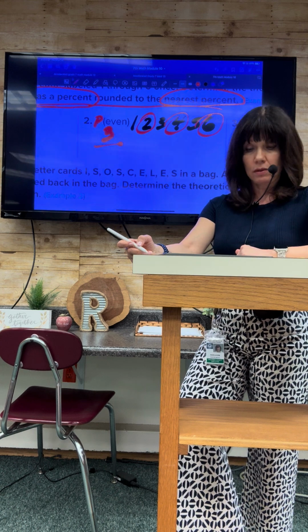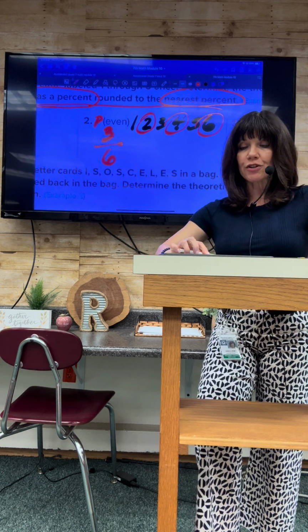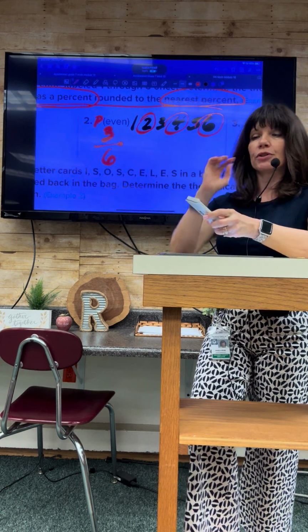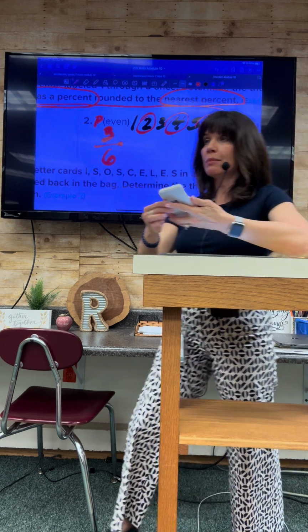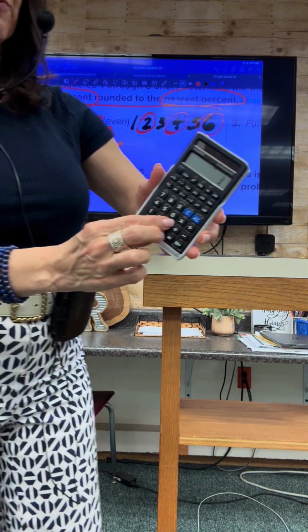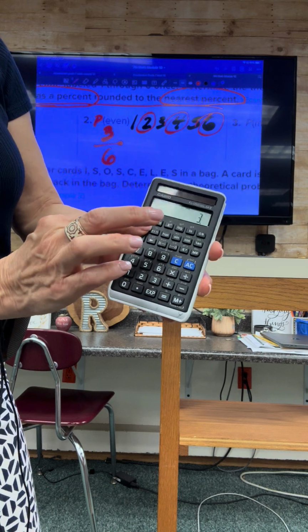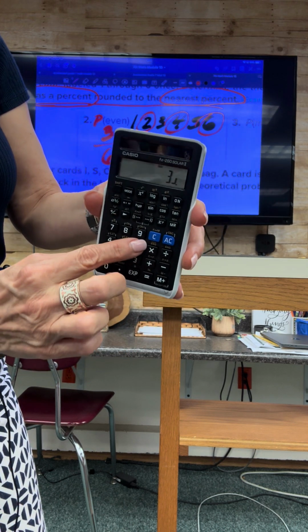Out of how many numbers were there in all? Out of 6. Class, enter this in your white calculator. Clear it first with the on button. Then do your 3, fraction key ABC, then do your 6.